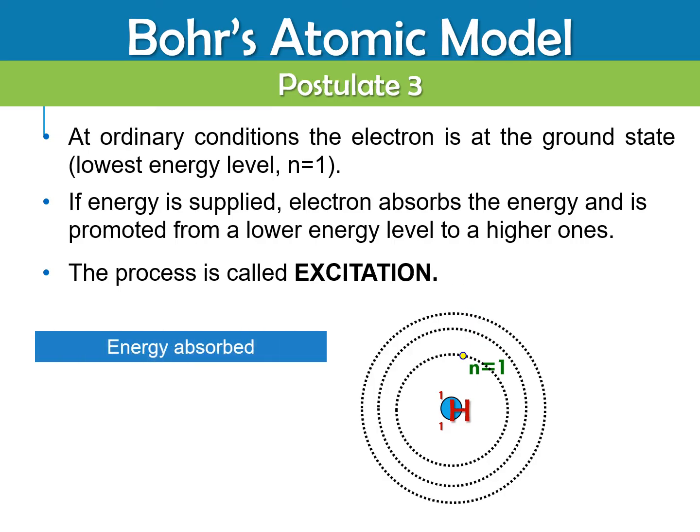Energy absorbed by the electron during the transition from lower energy level to higher energy level can be calculated using formula delta E is equal to RH 1 over n initial squared minus 1 over n final squared. RH is Rydberg constant, N initial adalah energy level before the transition, and N final adalah energy level after the transition.